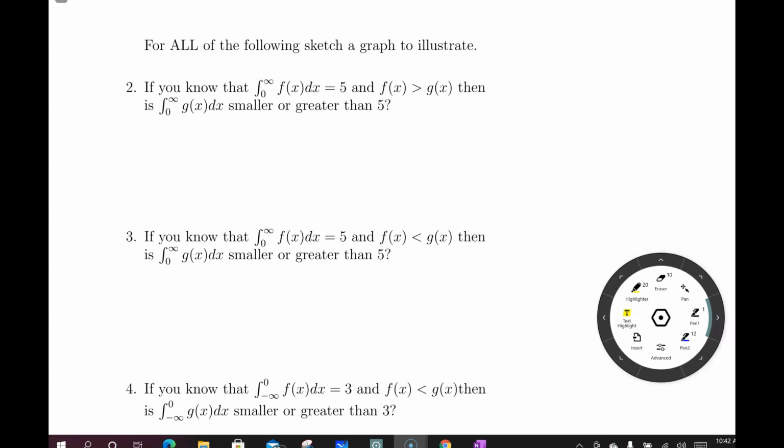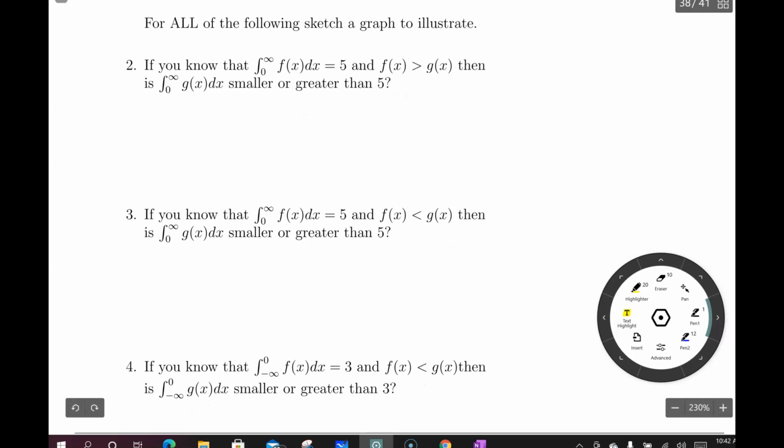All right, so for these, I want you to have a graph so you can see it, because I'm going to want you to have this comparison idea down solid by the end of the page, I hope. Okay, so let's just draw a graph where I know the area under the curve of f of x is equal to 5. So if I'm going out to infinity, this I'll call f of x.